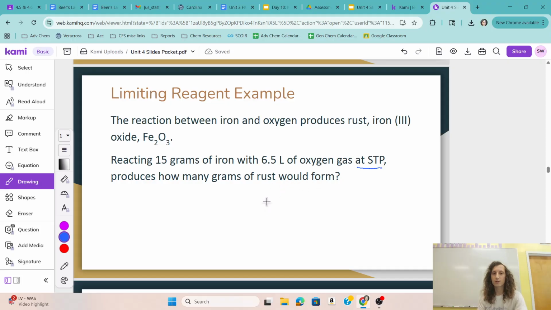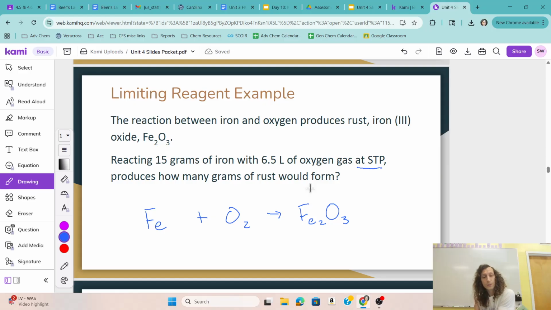Before we start this, we're going to need our balanced equation. We're given iron. We're told we're pairing it with oxygen gas. Oxygen is diatomic, so it'll be O2, and it makes only one kind of compound, so this is a synthesis reaction. When we look at balancing this, we're going to want 2 irons to balance out with the 2 on the right, and we have 3 oxygens on the right but 2 on the left.